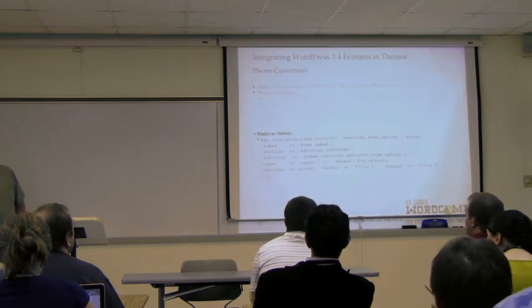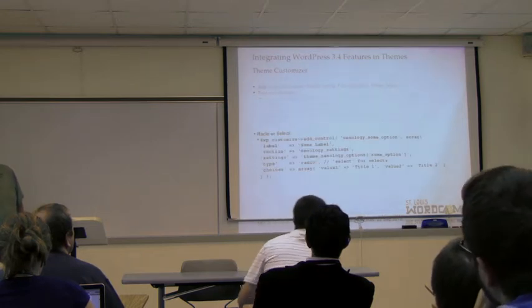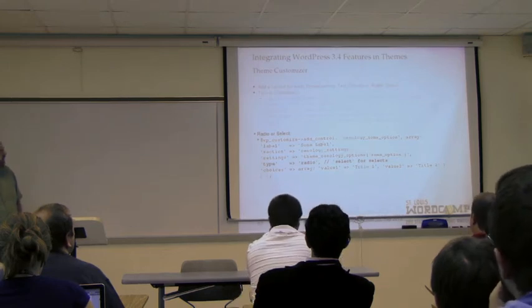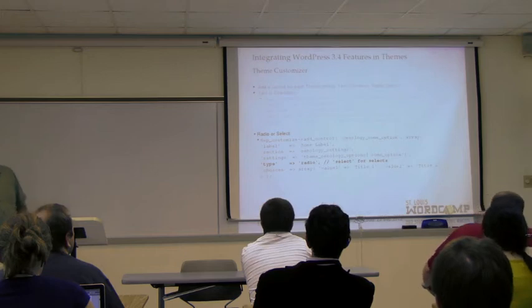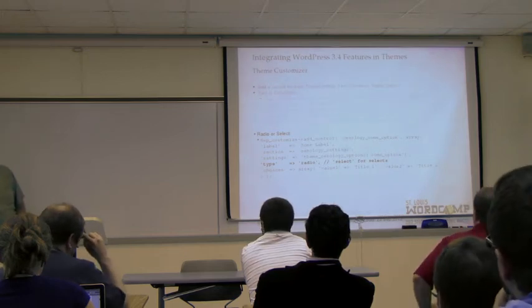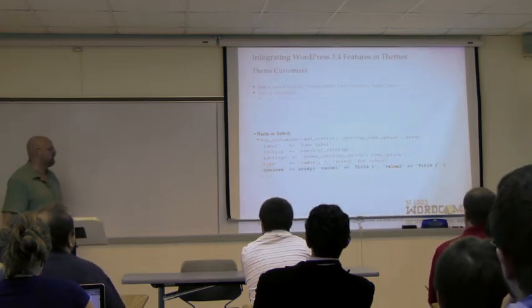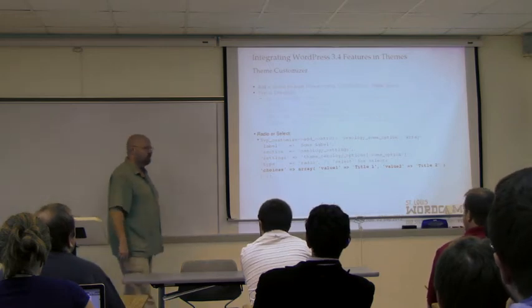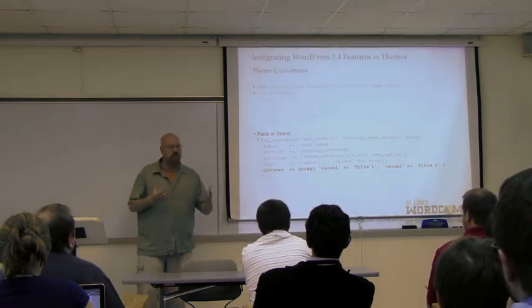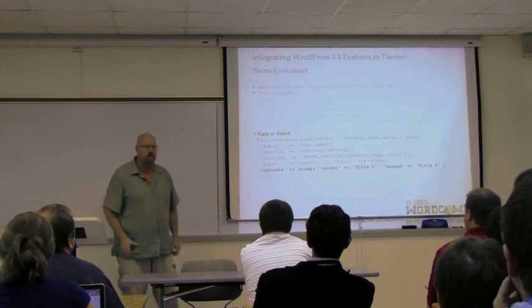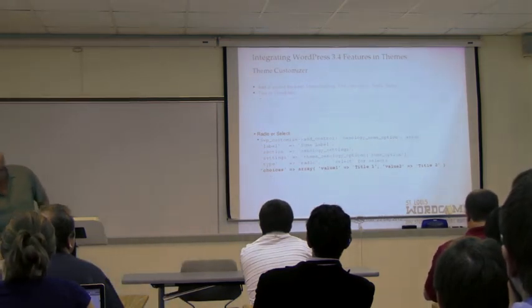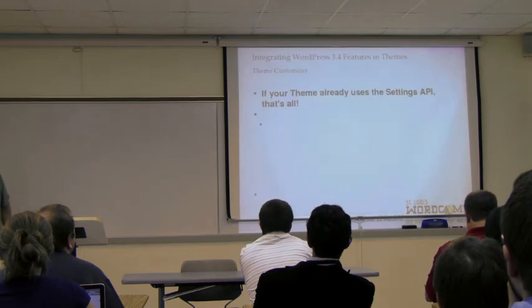Looking at radio or select, it's going to look a whole lot the same with two differences. The first difference obviously is a different type. You'd use radio for radio buttons or select for a drop down. And then one more parameter for choices. Obviously with a radio or select, you've got predefined options the user's selecting from. This is where you tell WordPress what those options are. Okay, and if you're using the settings API, you're done.